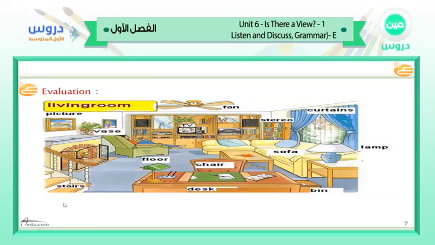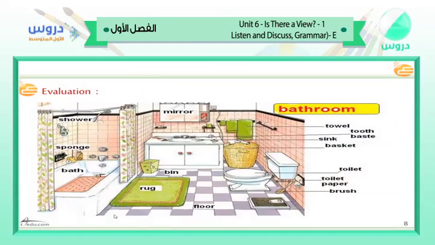Here we have stairs, we have pictures, we have a floor, we have a chair, and we have a fan, and we have a sofa. We have a sofa here, and we have a lamp here. All of these items are about the living room. Anyhow, gentlemen, let's move to the other slide and see also about the bathroom.